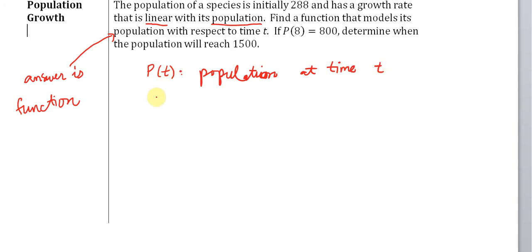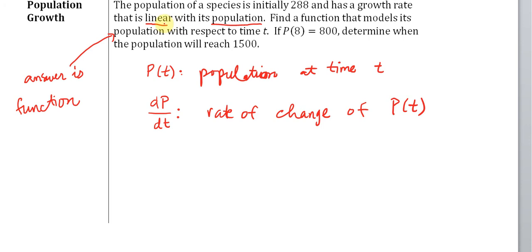And then I'm going to define dP/dt. And now this definition is not arbitrary. It is very much based on what we know about calculus. dP/dt is the derivative, or the rate of change, of the population. So using this information here, the population is linear to its growth rate. So growth rate here is another way of saying dP/dt. So dP/dt and P are linear.